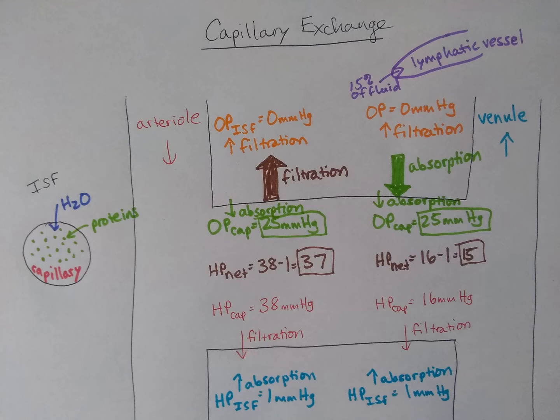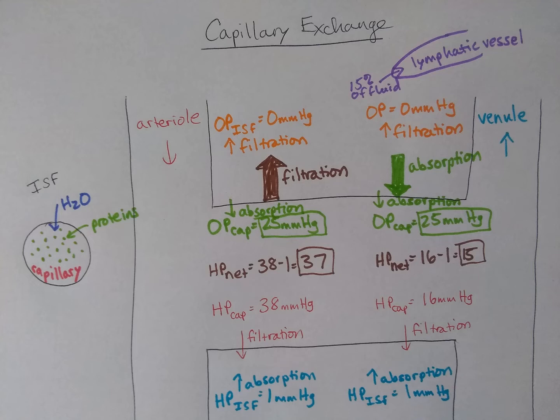So the net hydrostatic pressure at the arterial end is 38 minus 1, so it's 37. And then at the venule end, the net hydrostatic pressure is 16 minus 1, or 15. Okay, so that's the forces from the fluids, the hydrostatic pressures, but the other pressure that affects which way fluid will move is the osmotic pressure.